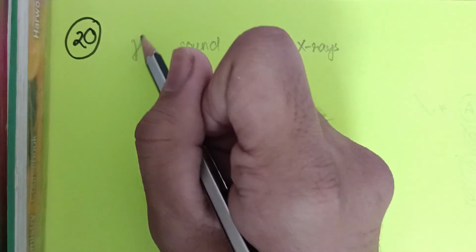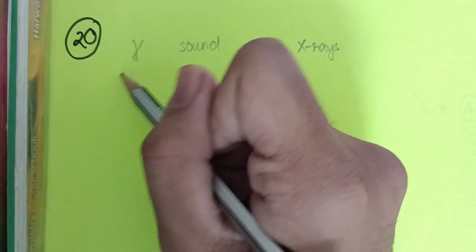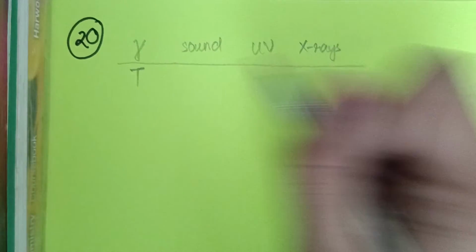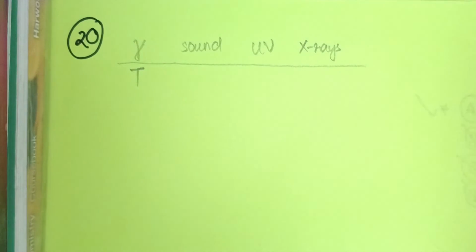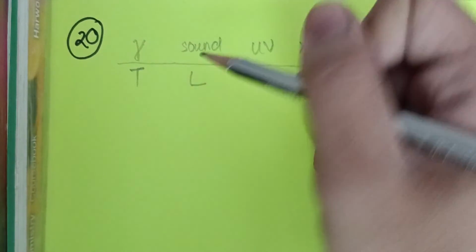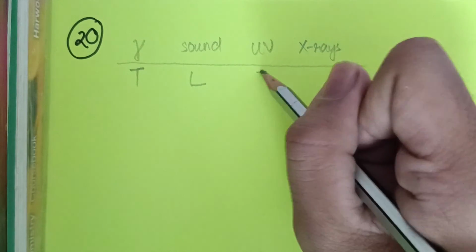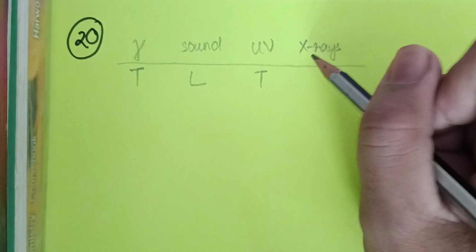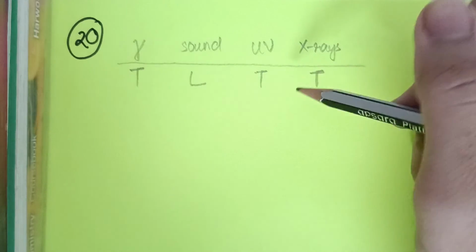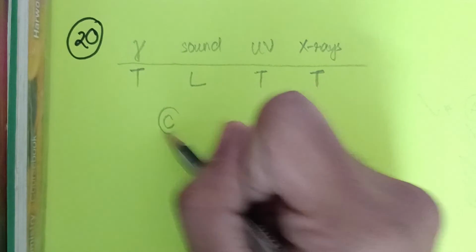Okay, for gamma radiation, we know that it is a form of electromagnetic waves which are transverse. So this over here is a transverse wave. Sound is a longitudinal wave because it has rarefactions and compressions. So sound is a longitudinal wave. UV is also a form of electromagnetic radiation, therefore it is also a transverse wave, and X-rays are also a form of electromagnetic radiation, therefore they are also transverse waves. So we have three transverse waves, and therefore the option that is correct is C.